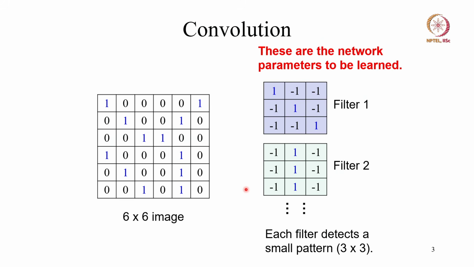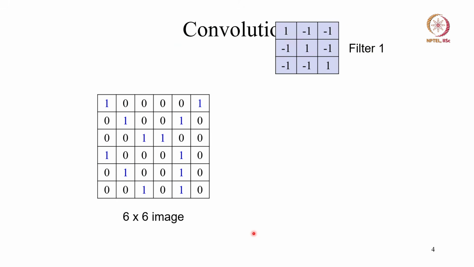Each filter here is 3 by 3, so it detects one 3 by 3 pattern by taking the dot product of the two. Suppose we take the first filter, and we place it on this input, then you need to take the dot product of this and this. When you take the dot product, what happens? You are going to get 3, because all the others here are 0. So you are going to get 3 as your output.